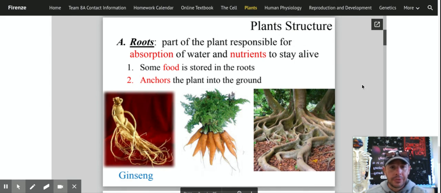So we've got a couple different roots here. We've got this big tree root that you can see here. Carrots are roots. Yep, we eat roots. There's a lot of nutrients in them. And here's some ginseng. Okay, I love ginseng. Ginseng's really good in different kinds of teas, sushi, things like that. Okay, so roots anchor the plant to the ground and they're responsible for absorbing nutrients. It's kind of like the tree's feet.